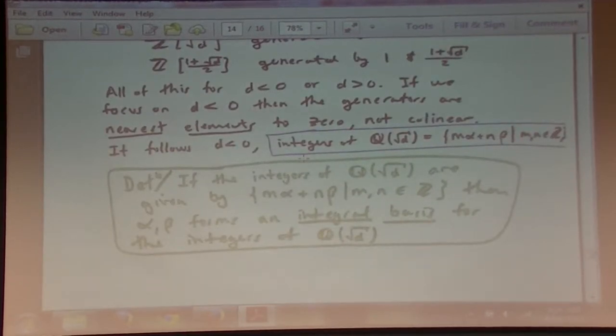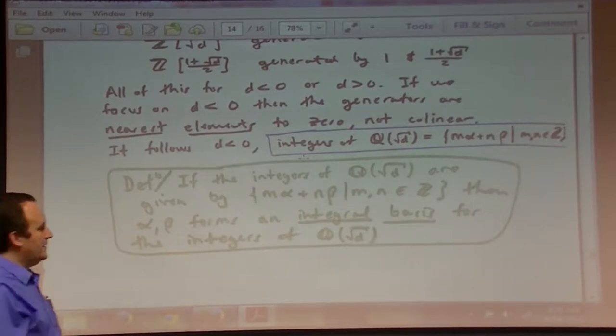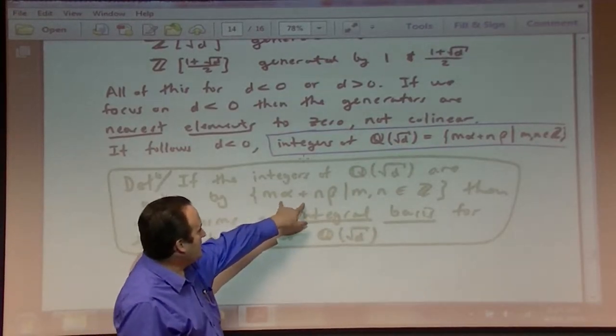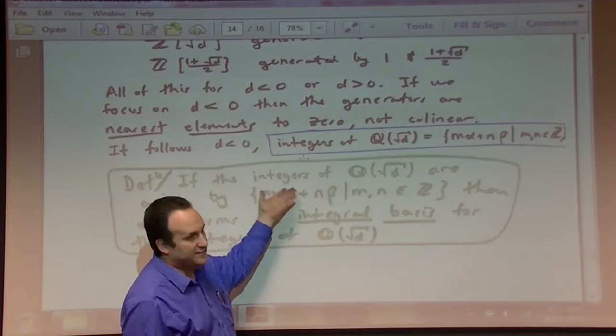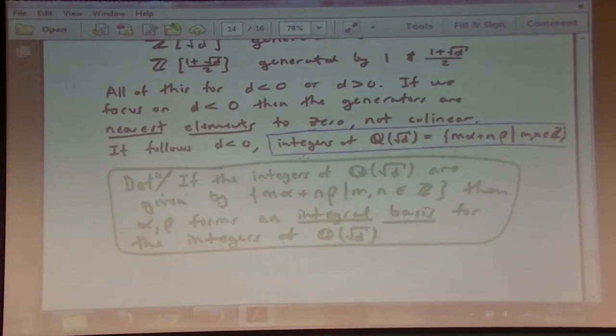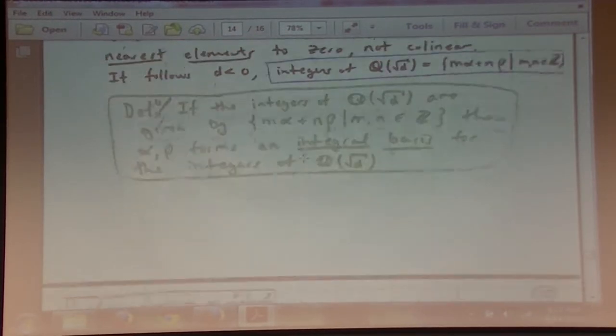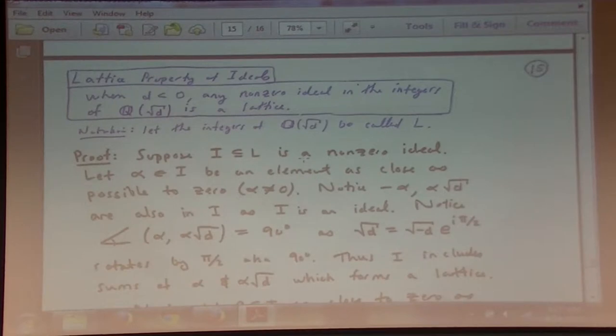So we say the lattice has an integral basis alpha, beta if you can form the whole lattice from integer linear combinations of alpha and beta. I mean, "integral basis" is very sneaky terminology, right? And here's the proof, basically.